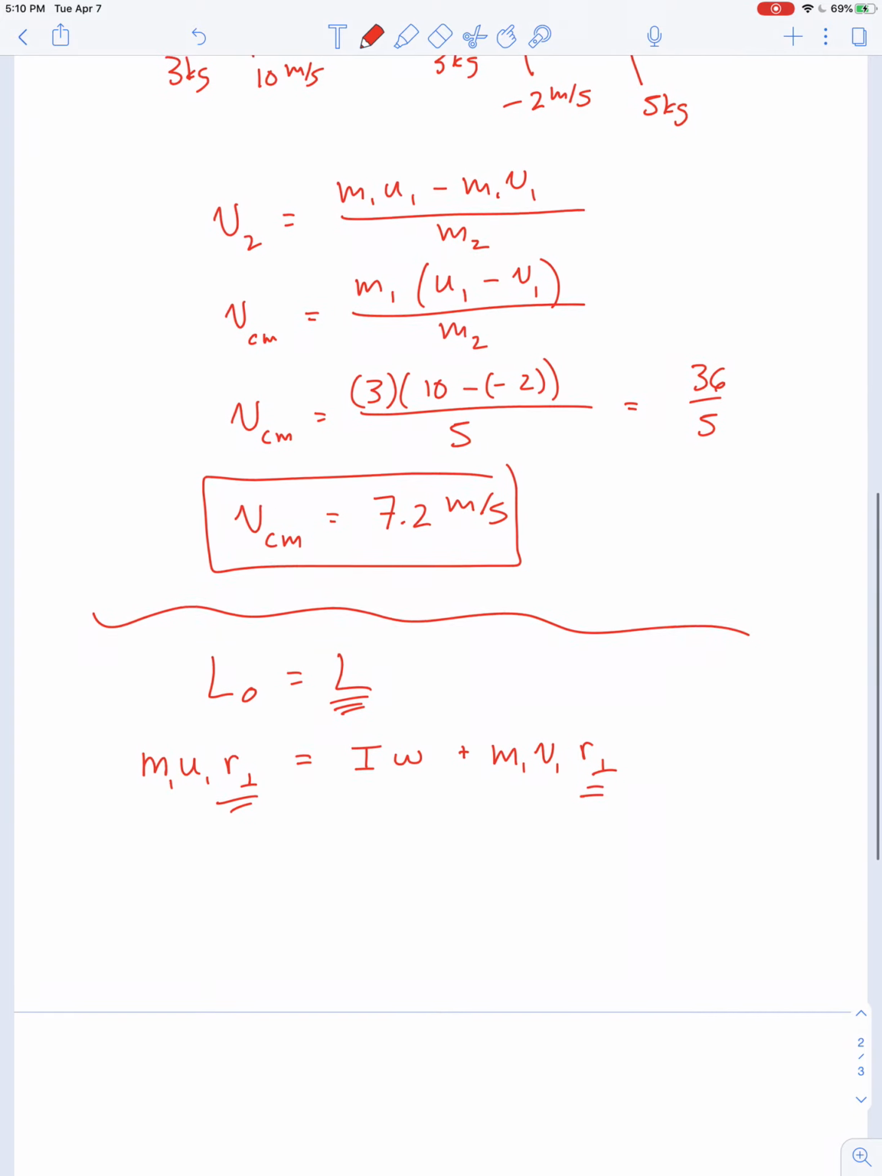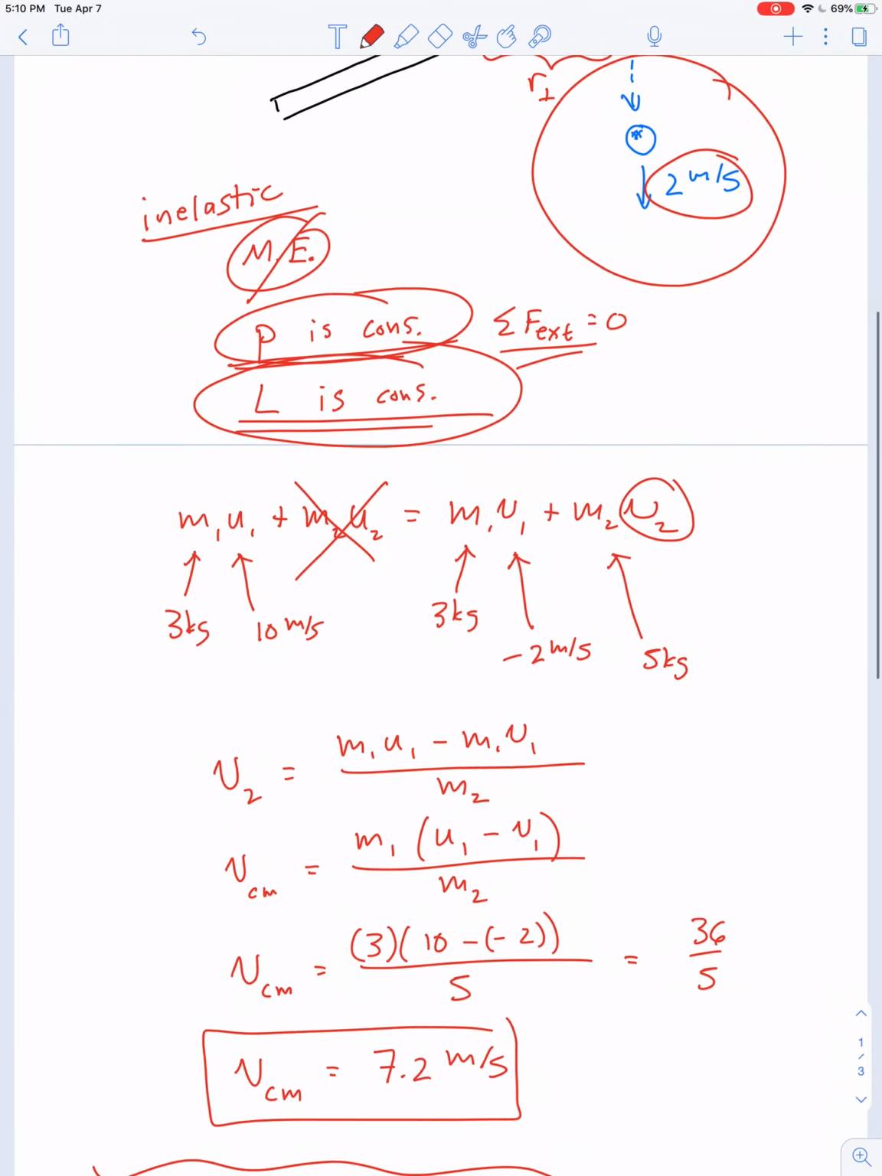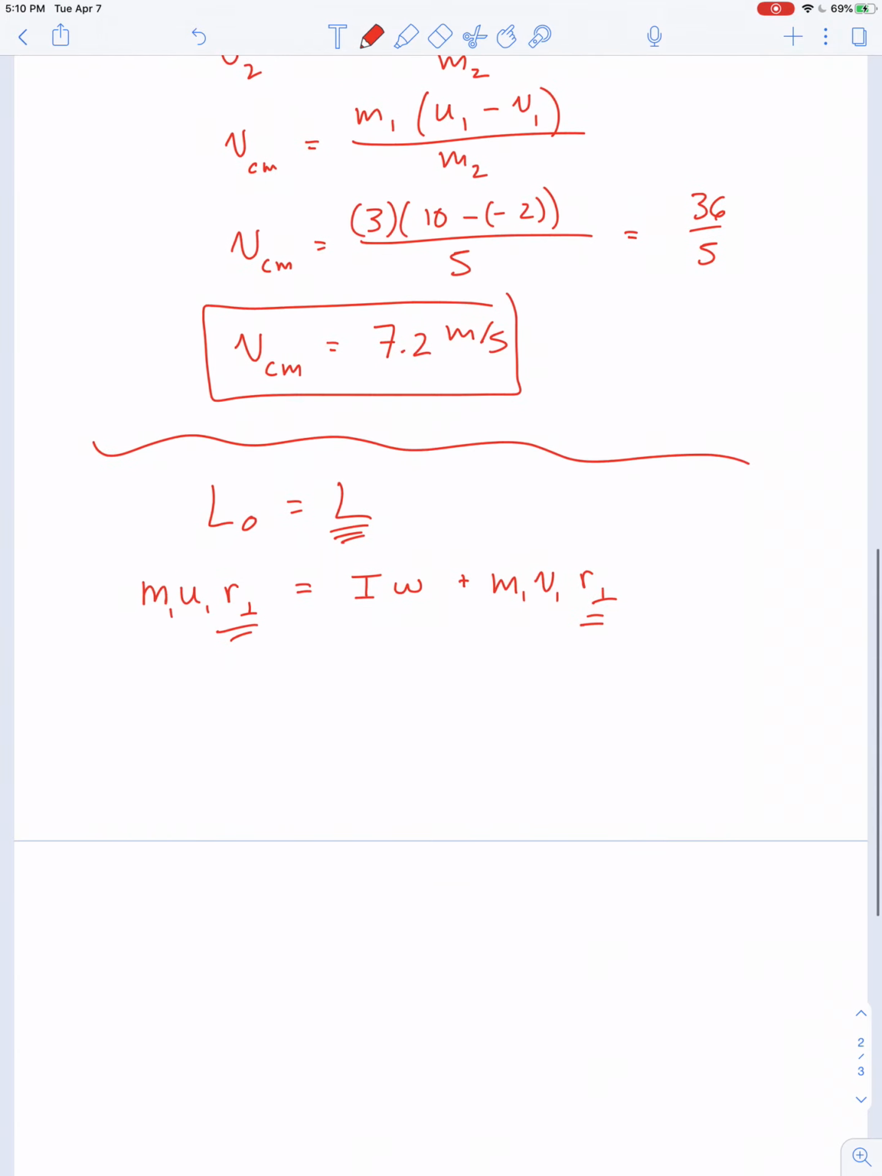We were told the rod is 4 meters in length, and that the ball's hitting at 3 meters from the end. So the distance between the center of mass and the location where the ball hits would be 1 meter. That's our r perpendicular value. Okay, so r perpendicular is 1 meter.